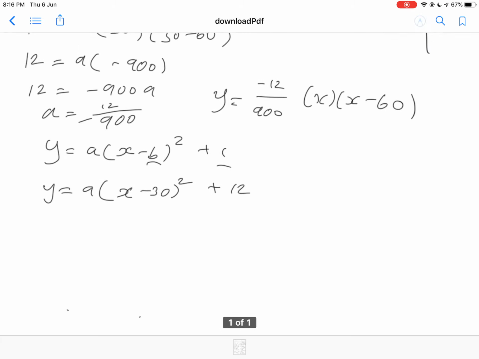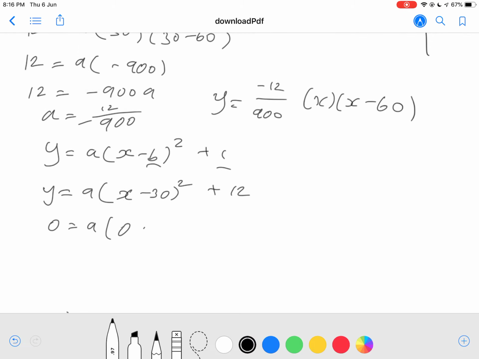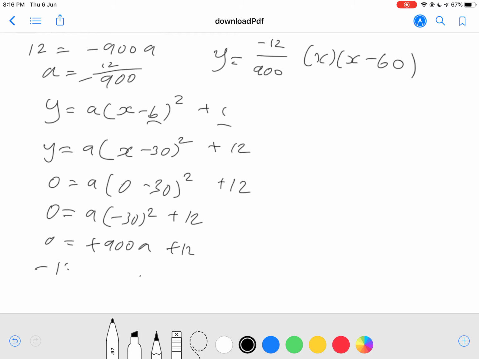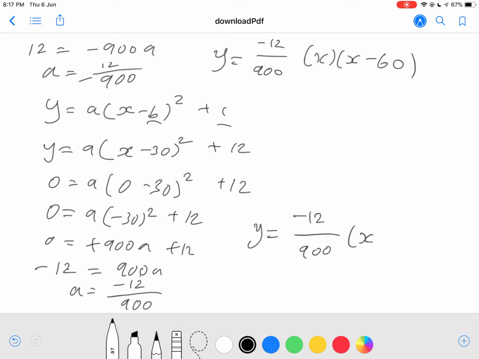So we say 0 equals a (0 minus 30) whole squared plus 12. 0 equals a times negative 30 whole squared plus 12. 0 equals 900a plus 12. We move the 12 to the other side, so negative 12 equals 900a. Therefore, a once again equals negative 12 over 900. So we can rewrite your equation as y equals negative 12 over 900 (x minus 30) whole squared plus 12. Both of these equations will be accepted.